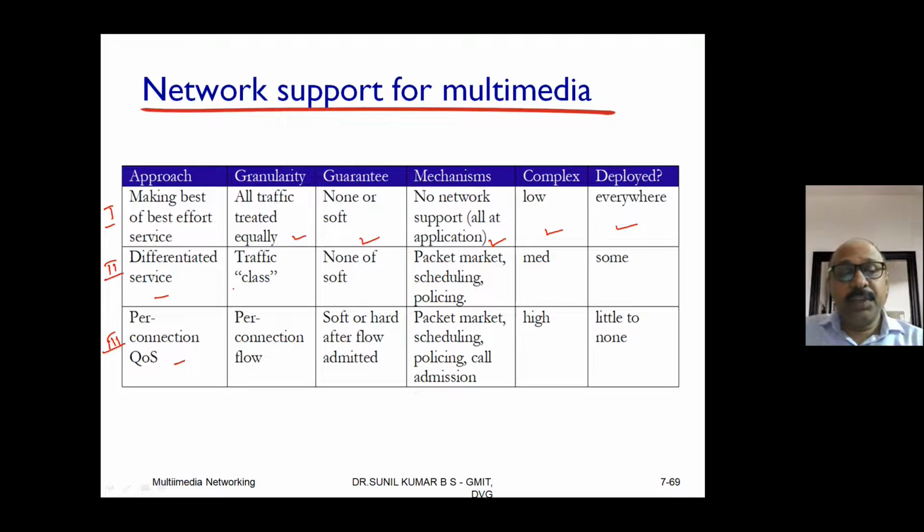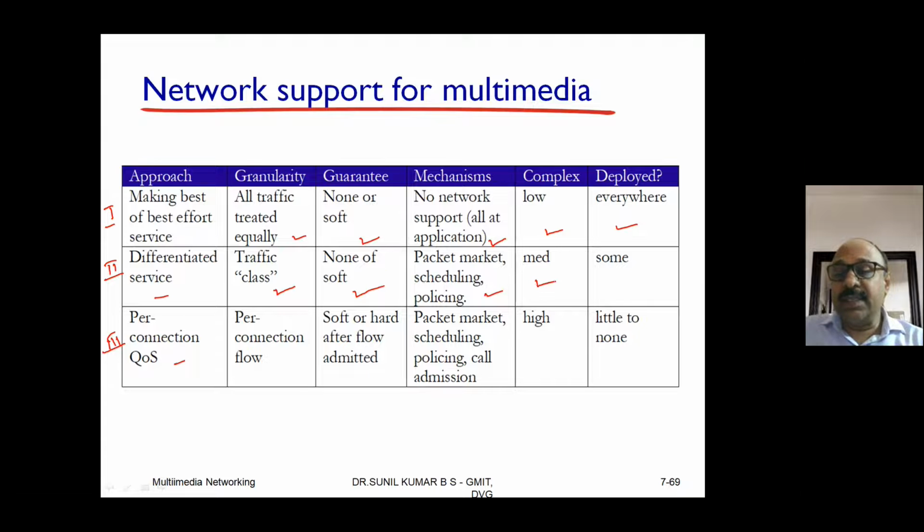When it comes to the differentiated service, different classes of traffic are identified, and the service will be given on that basis. And the guarantee is as good as depends on the way you are expecting. And the mechanism that is being used in this case is either packet marking, scheduling, or policing.